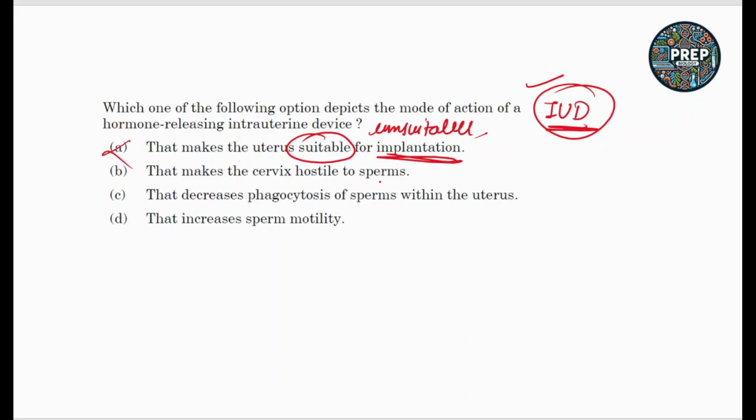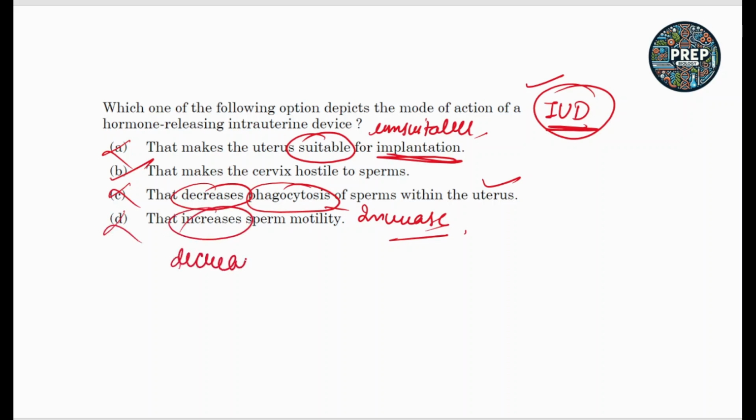That it makes the cervix hostile to sperms. Yes, correct. That it decreases the phagocytosis of the sperm. No, it increases the phagocytosis of the sperm. This is incorrect. That it increases the sperm motility. No, it decreases the sperm motility. That's why it acts as a contraceptive. So answer number B is the answer.